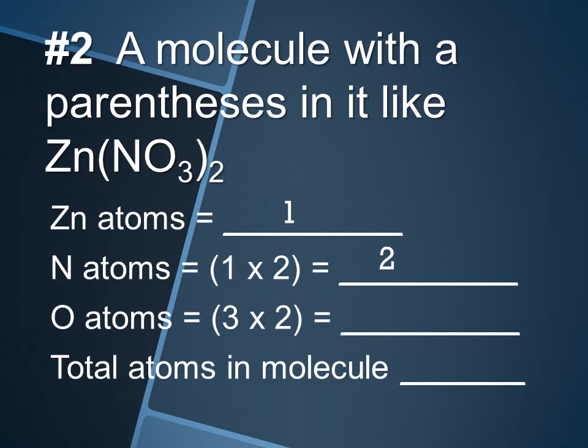Oxygen atoms. There are 3 inside the parentheses. And there's a 2 outside the parentheses. So you take 3 times 2. So that is 6 total oxygen atoms. So to figure out how many total atoms there are, you just add them all up. So 1 plus 2 is 3, and 3 plus 6 is 9. So it's 9 total atoms there.